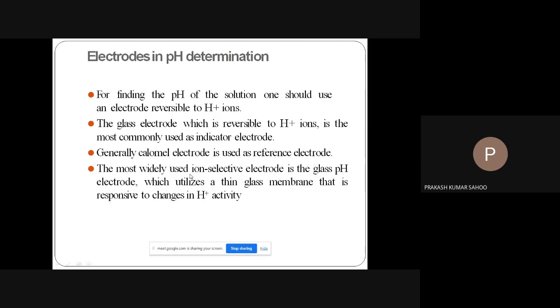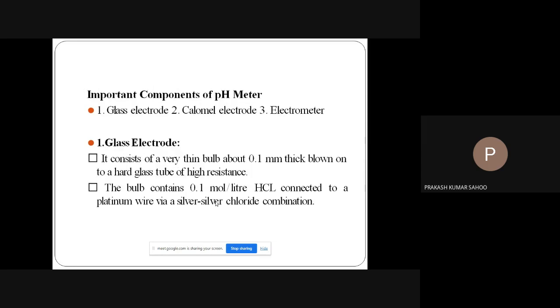The most widely used ion selective electrode is the glass pH electrode, which utilizes a thin glass membrane that is responsive to change in H plus activity. So this thin glass membrane used in the glass electrode is sensitive to the change in pH of the solution. So by following this principle, we are able to find out the potential difference through the change in pH.